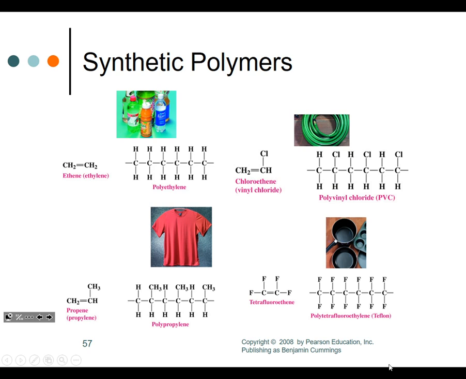We have synthetic polymers, which means that we have made them. Synthetic means made. So if you look here, there's our plastic bottles, vinyl chloride, which is water hose, that material that your water hoses are made out of. Polypropylene, some t-shirt material there, different t-shirt type material. Tetrafluoroethene is some coatings on some of our pots and pans. So this is just some of the polymers that we use in everyday life.